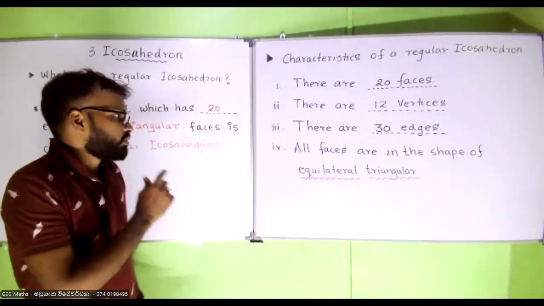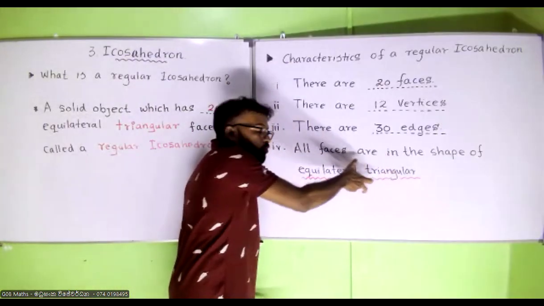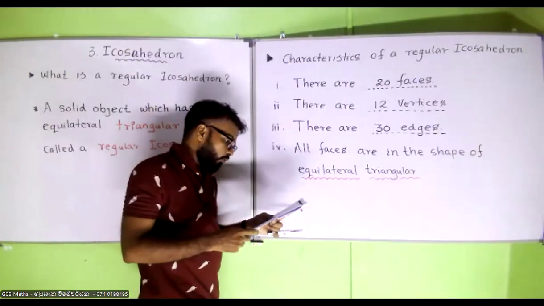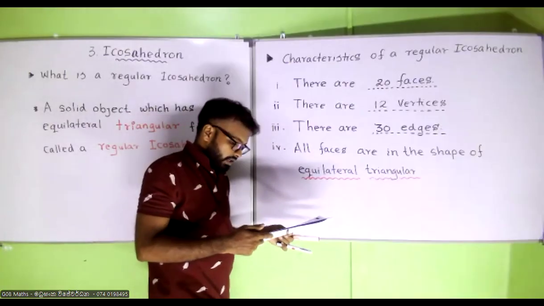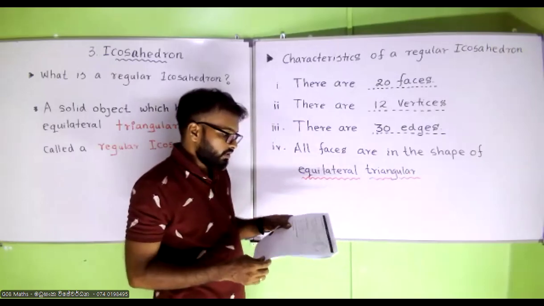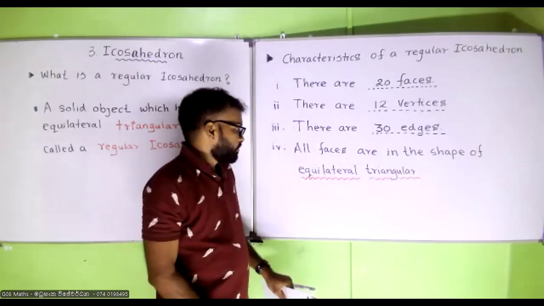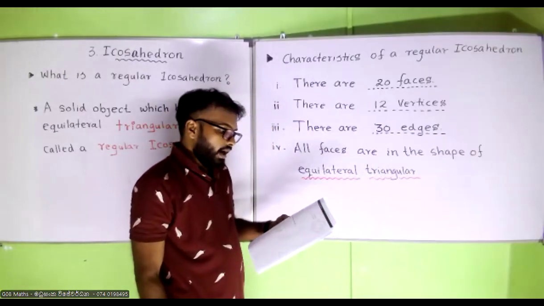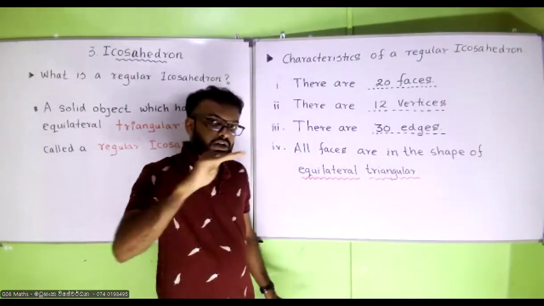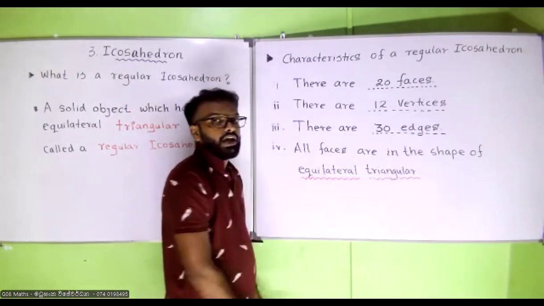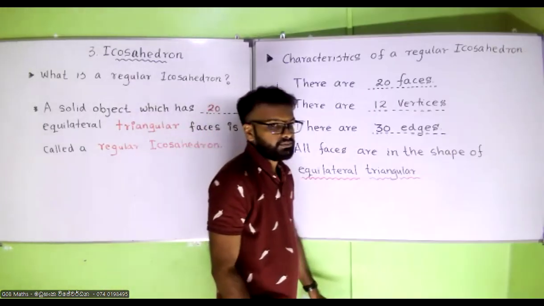Please correct the last words in the fourth characteristic on page number 4, the characteristic of a regular icosahedron. The fourth one: please correct it like this. Equilateral triangular, not identical regular pentagon. Please cut those 3 words and instead write in shape of equilateral triangular.